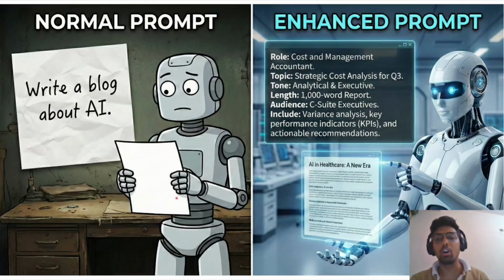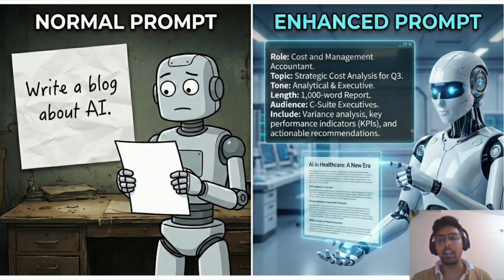So here you can see what a normal prompt is and what an enhanced prompt is. The normal prompt is: write a blog about AI. See here, the AI is confused. The AI doesn't know what is happening. It wants to write a blog, but on what? So it will be confused. It will write a big blog about anything, and you will not get the output you really want.